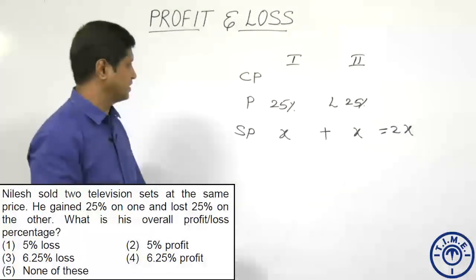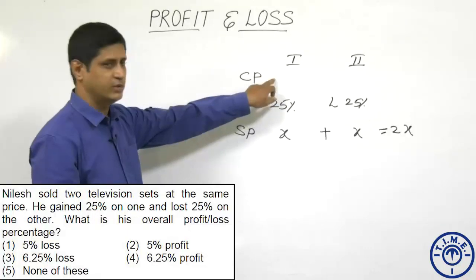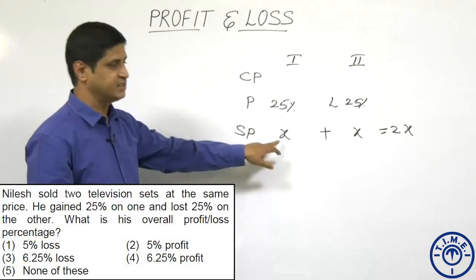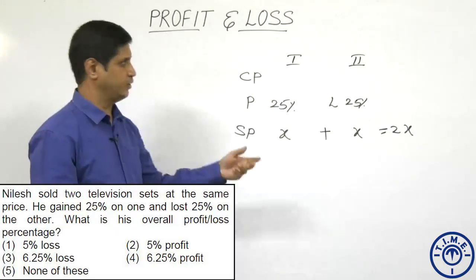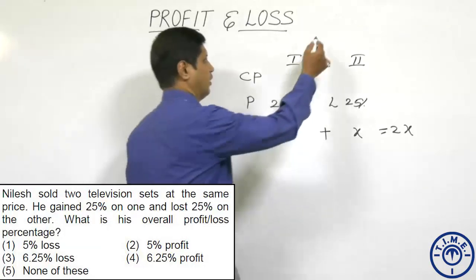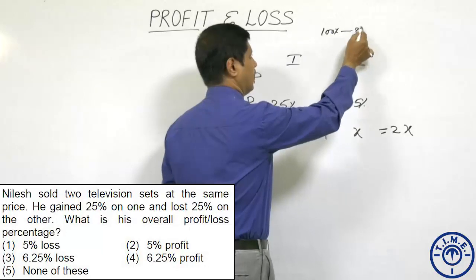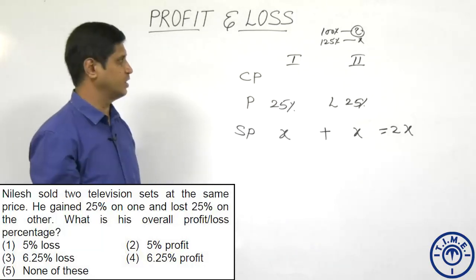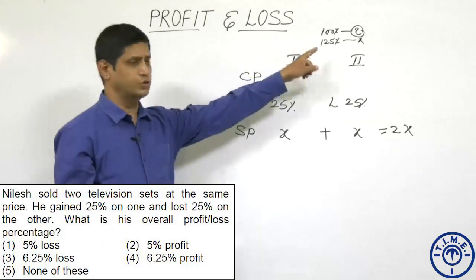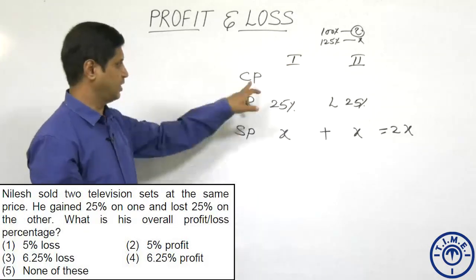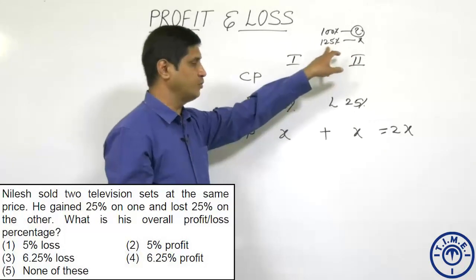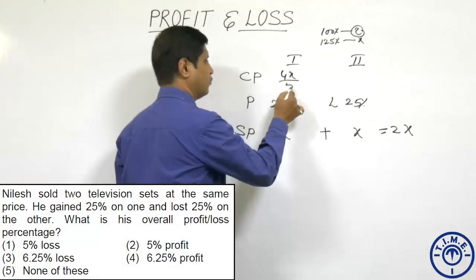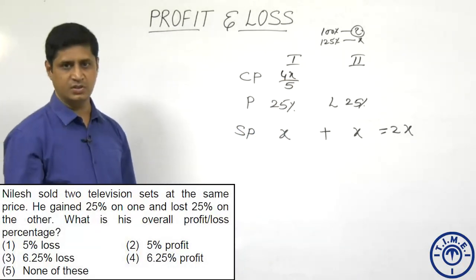Now, what is the cost price of the first television set? When you assume the cost price as 100%, it is now 125%. 125% of the cost price is equal to X, so what is the 100% value? When 125% is X rupees, by cross multiplication, 100 into X by 125 is the cost price of the first set. That means X by 125 is the 1% value, into 100 results in X by 5. That is the cost price of the first television set.